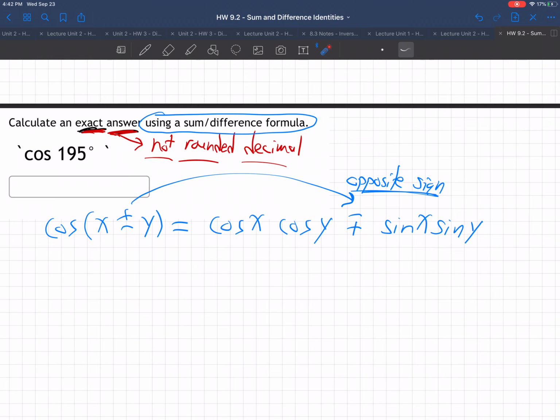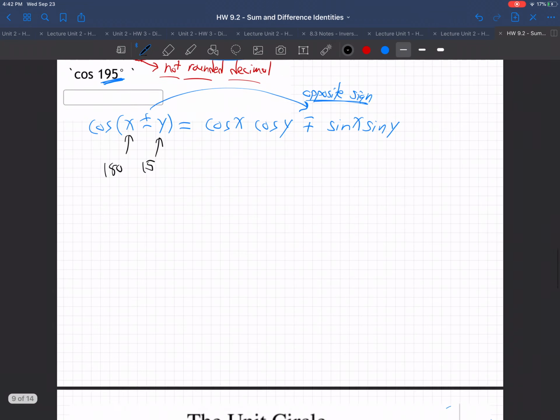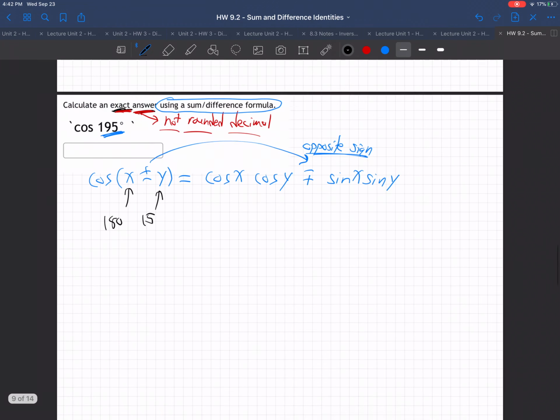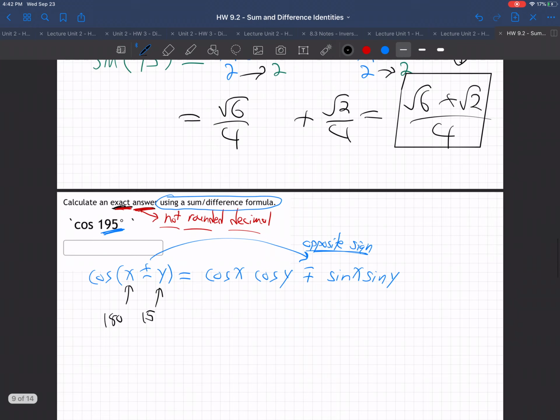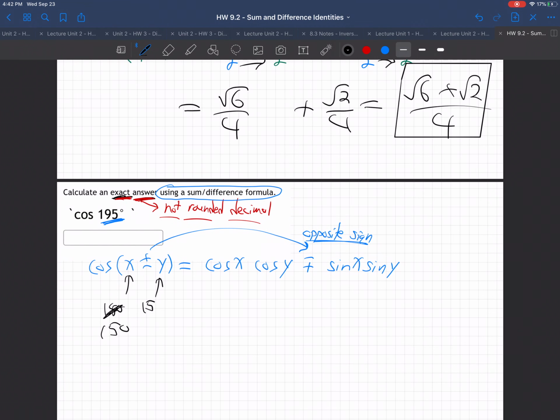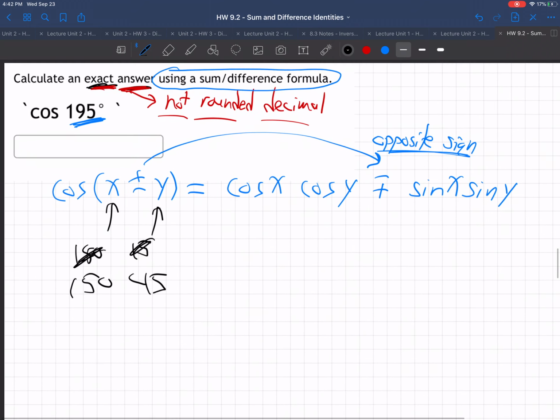Okay, so anyway, what are we going to do? How are we going to do this problem? How can we make 195 degrees out of two angles added or subtracted? There's probably more than one way to do it. I'm thinking 180 and 15, but that won't work because 15 degrees is not on my unit circle. I want to use two angles that are on my unit circle. What if I made this 150? Oh yeah, that'll work. 150 and 45, huh? That makes 195, doesn't it? So that's what we want to do.